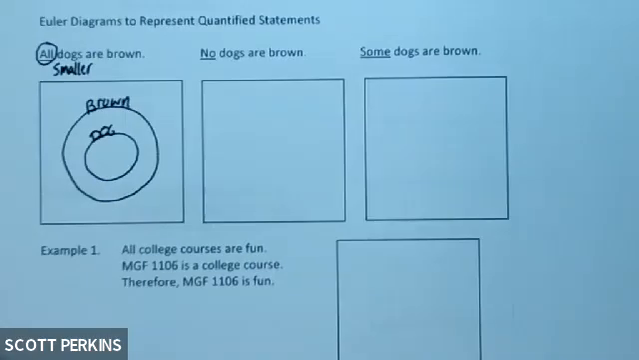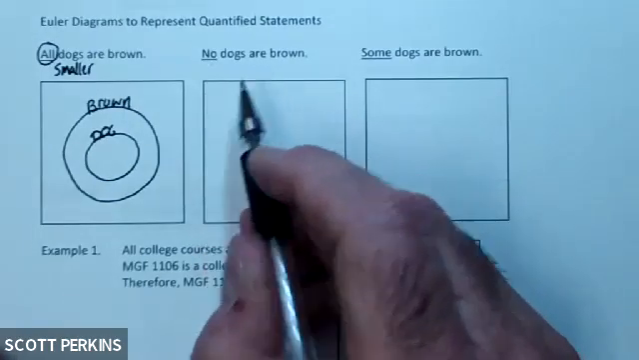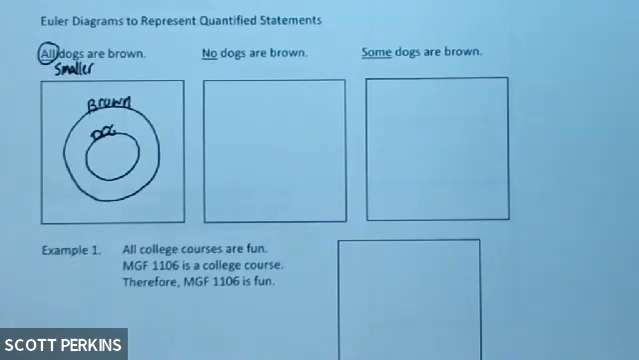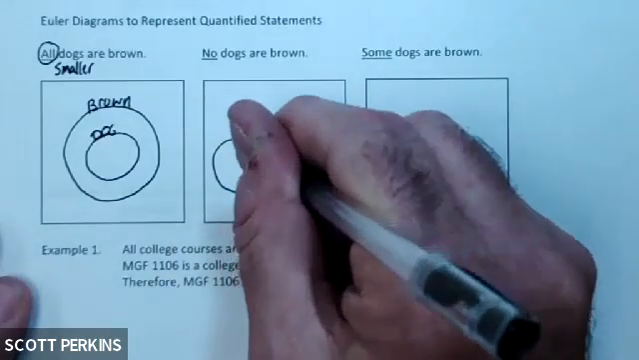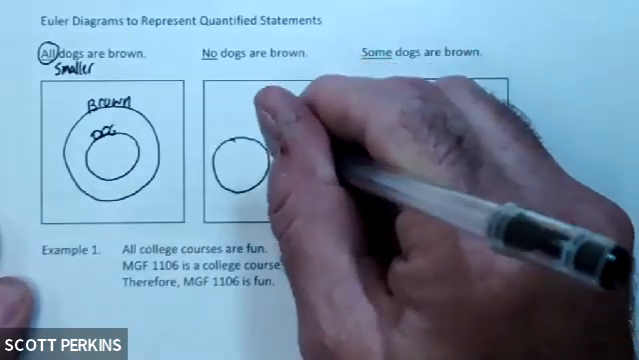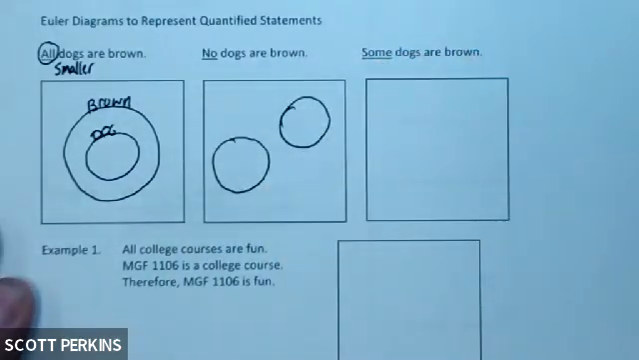Okay, so now we have the statement, no dogs are brown. Well, how do you think I'm going to draw the two circles if no dogs are brown things? They're going to be separate. Yeah, perfect. Well done. It doesn't matter where you orient them in this square, this universe. Just make sure that they're not touching.